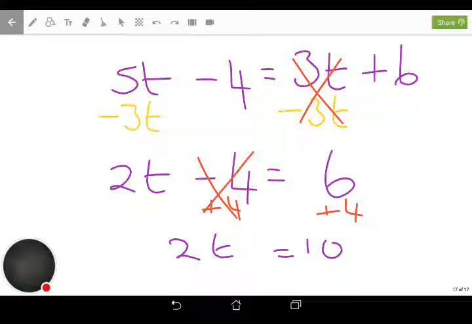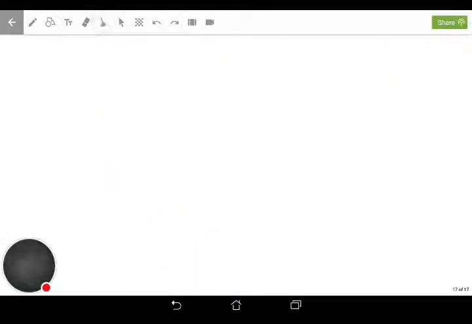I've got some saying the answer's 1. The answer's not actually 1, and we'll get to that in just a minute. The opposite of 2 times is divide by 2, which we will do on both sides. 2 divided by 2 leaves us with just t, and 10 divided by 2 leaves us with 5. So the answer to that would be t equals 5.